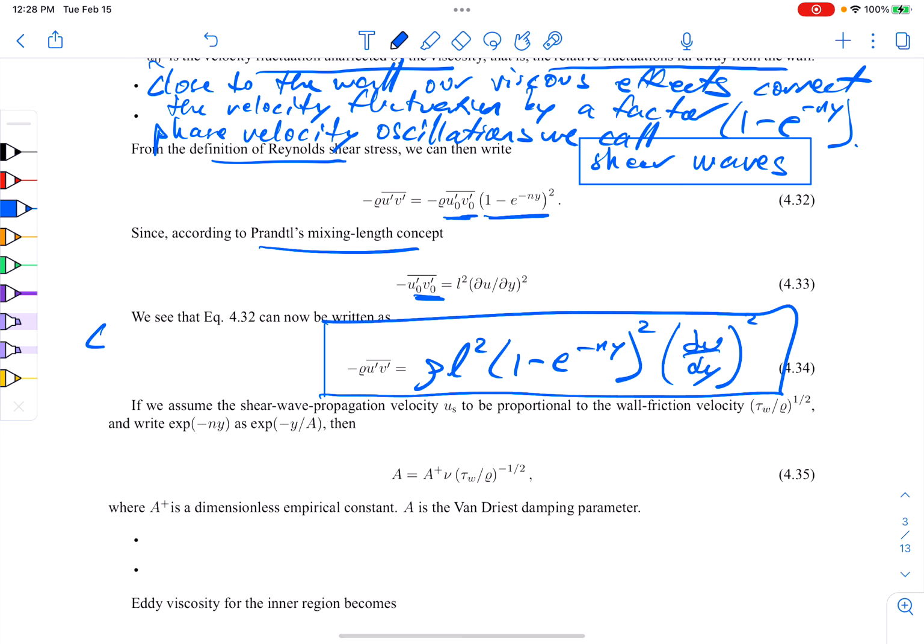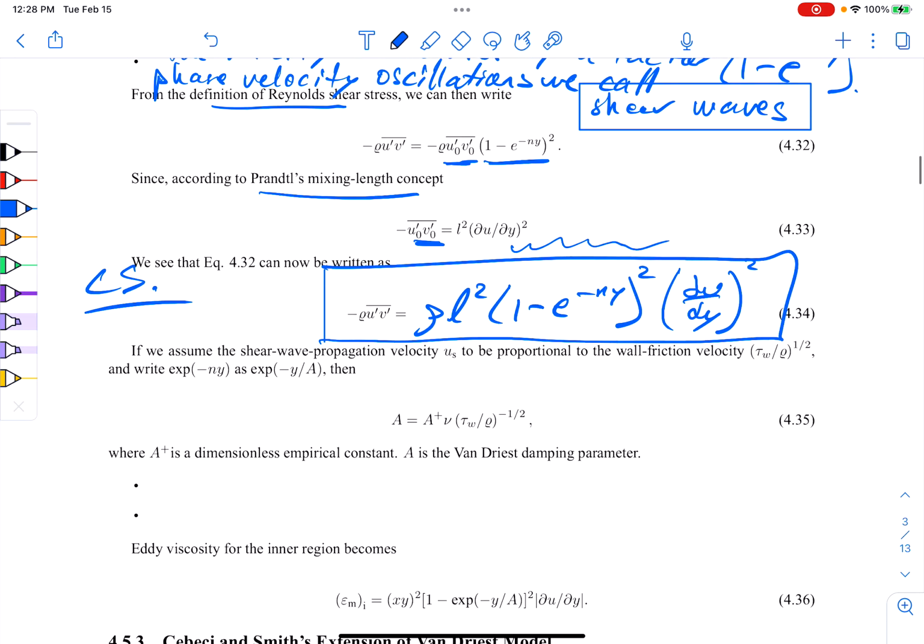So this is a CS model, Cebeci-Smith related model. And you can see there's really only one major difference between Prandtl's model and this model, it's this term here, which they basically inserted through substitution from Stokes', I think it's first problem, oscillating wall. Okay.